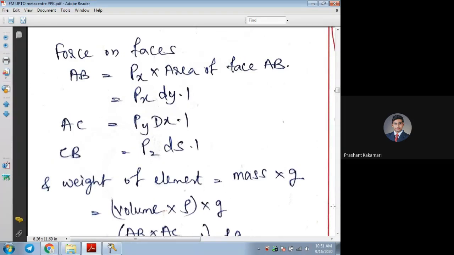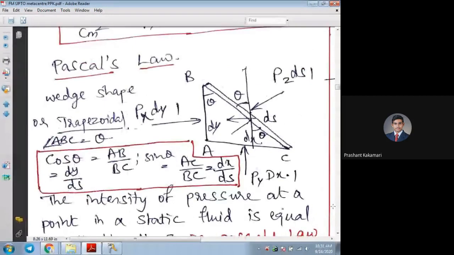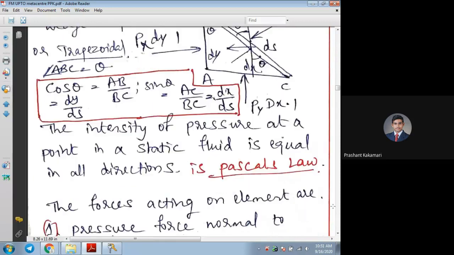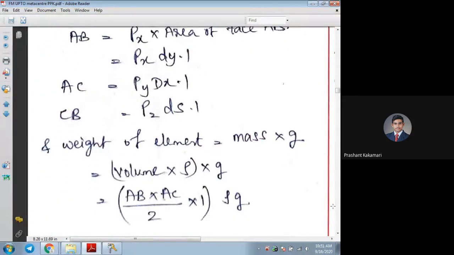See here, the volume of the liquid. If I want to find it for this triangular shape, I can write AC into AB. AC into AB is the area of the rectangle. If I divide by 2, that becomes the triangle area. So what they have done is taken the section area AB into AC by 2, into the width of the plate, or the width of that liquid volume, which is 1. Thickness is 1.